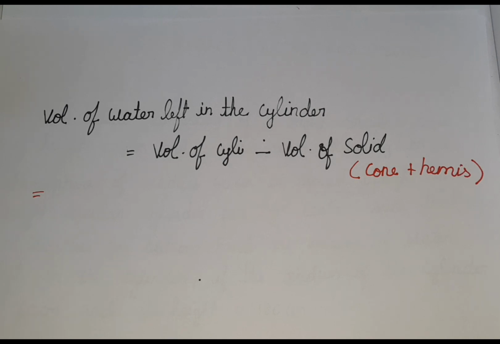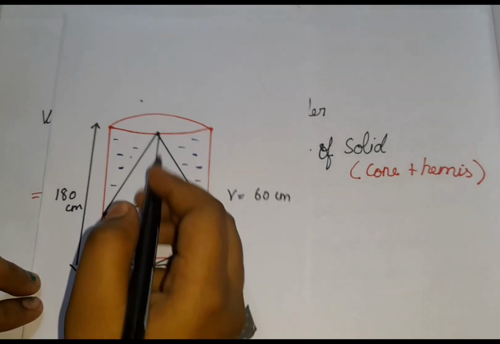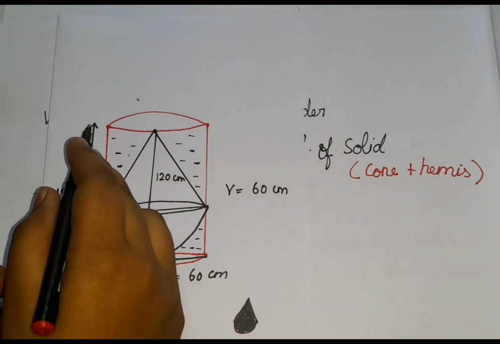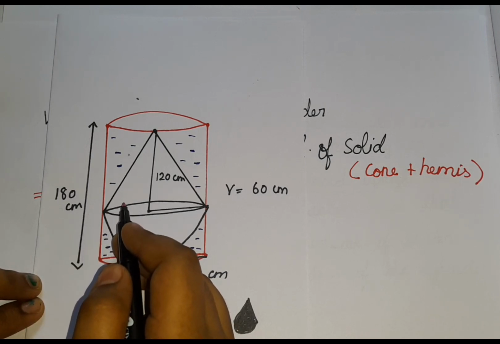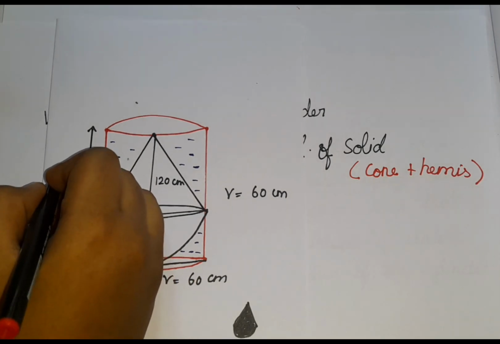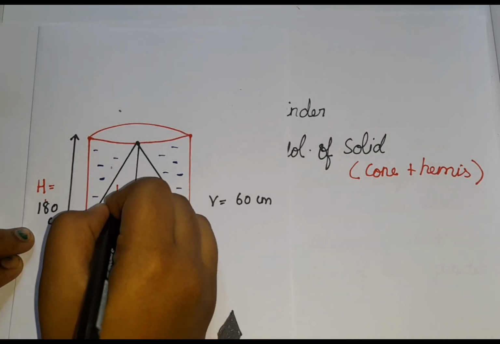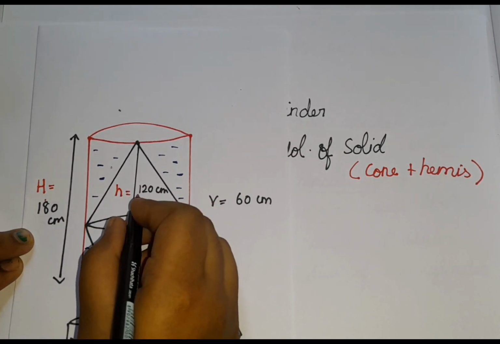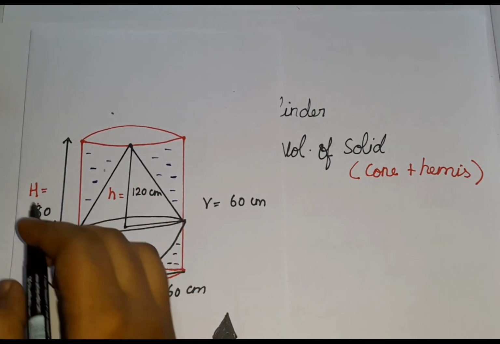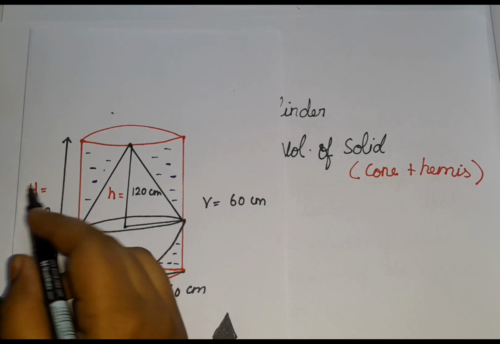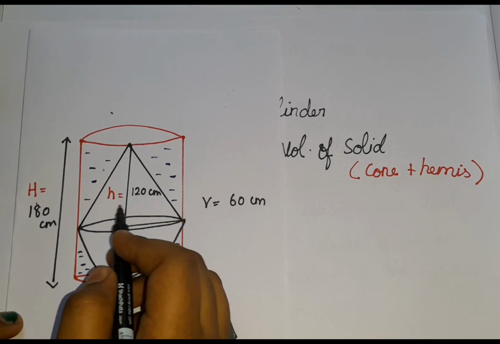One more thing I would like to say: since we have two heights here, a height for the cone as well as a height for the cylinder, it is a little bit hard to differentiate. So I am going to take capital H for the cylinder, that is 180 centimeter, and small h for the cone, 120 centimeter. I am just differentiating them.